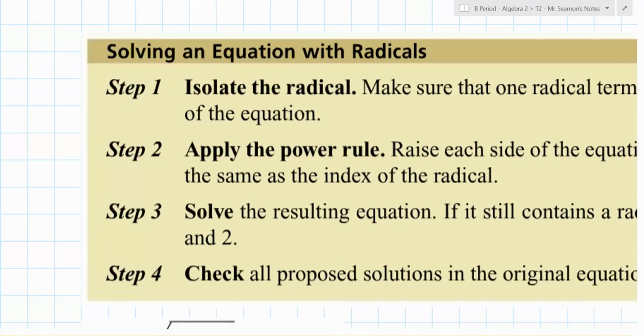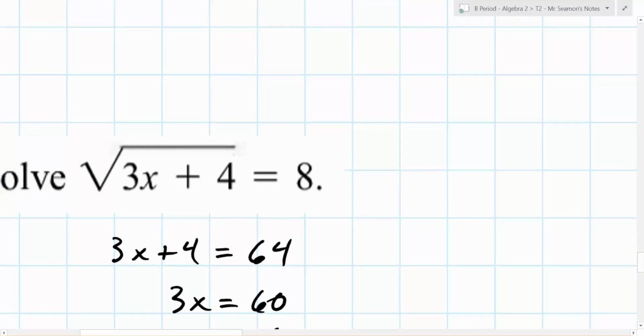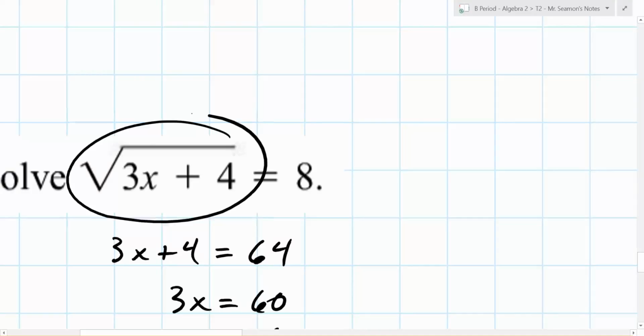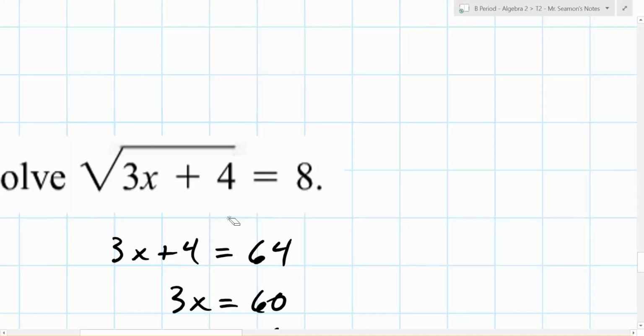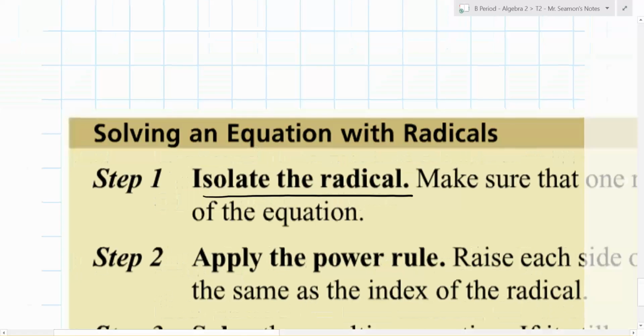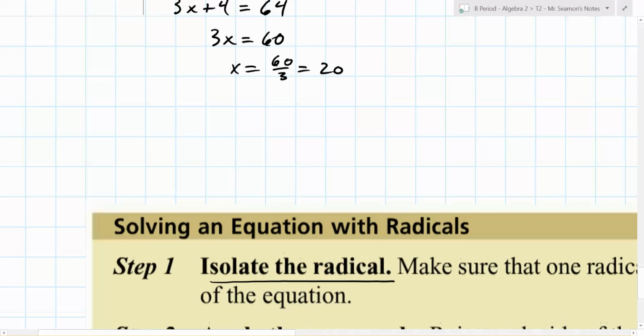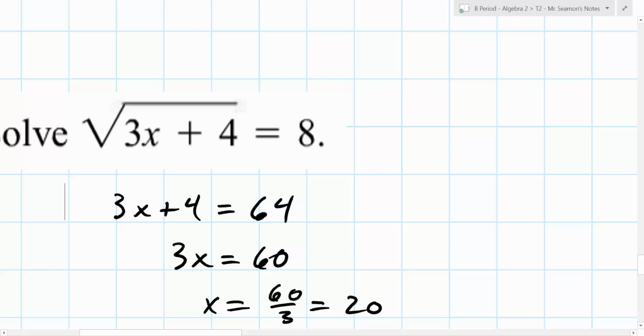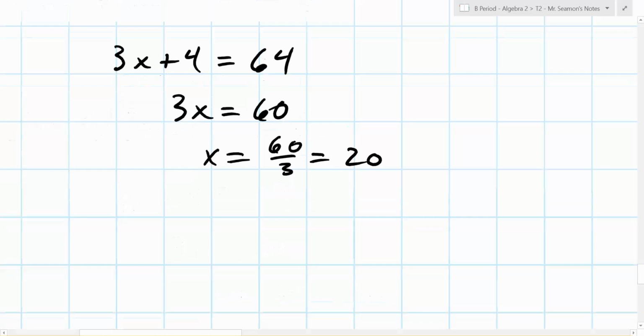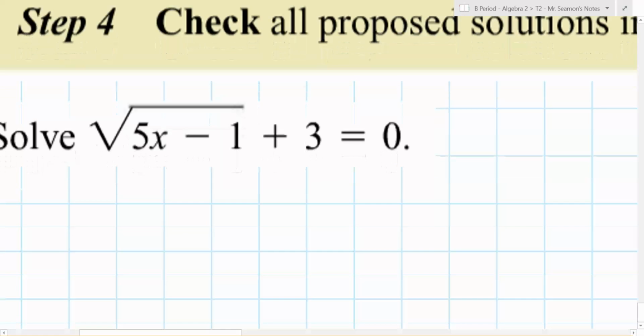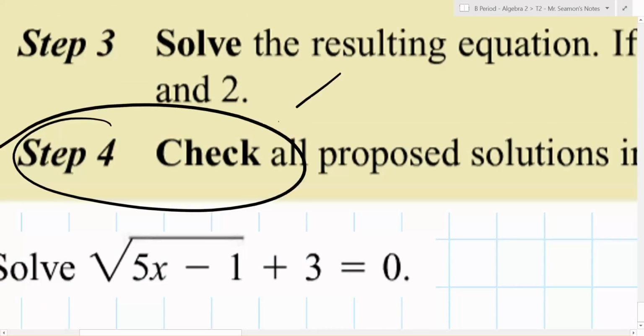Now, what are the steps? You need to make sure you isolate the radical. On this one, is the radical isolated? It is. Is there anything tacked on to the outside of that? No. So the first thing you always check is, is it isolated? Yes. And then you apply the power rule, which is what we did here. To get rid of a square, what do you do to both sides? If it's a cube root, what do you do to both sides? Cube both sides. If it's the fourth root, you raise it to the fourth power. And then you solve. But what's the last step that's super important? Check your answer. It's really important.